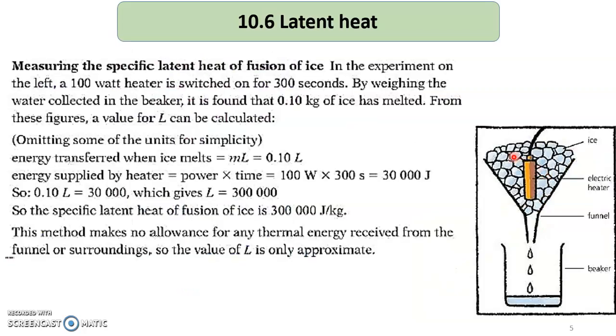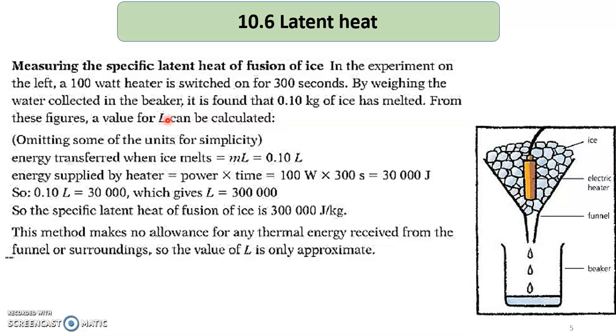Okay, let us look at one example of calculation of the specific latent heat of fusion of ice. Let's say we have this experiment and we have a heater of 100 watts. It is switched on for 300 seconds. By weighing the water collected in the beaker, it is found that 0.1 kg of ice has melted. From this figure, the value of L can be calculated. So this value of L here is actually the latent heat of fusion.